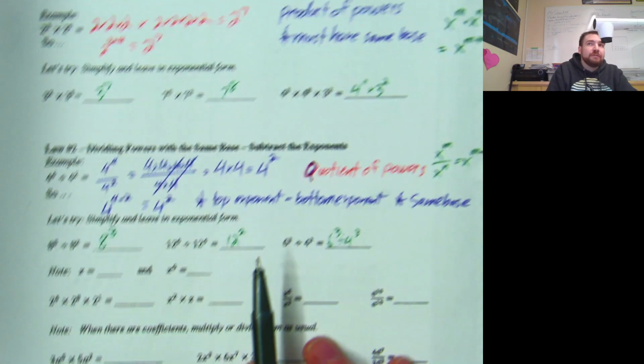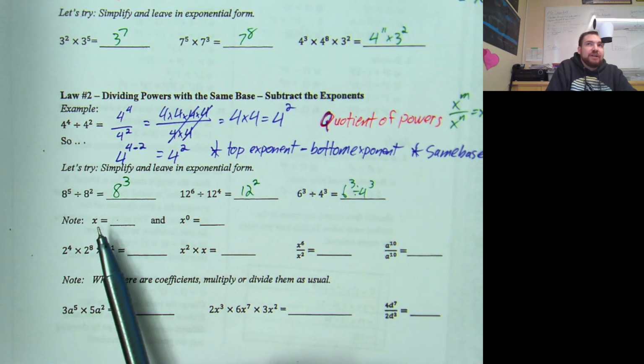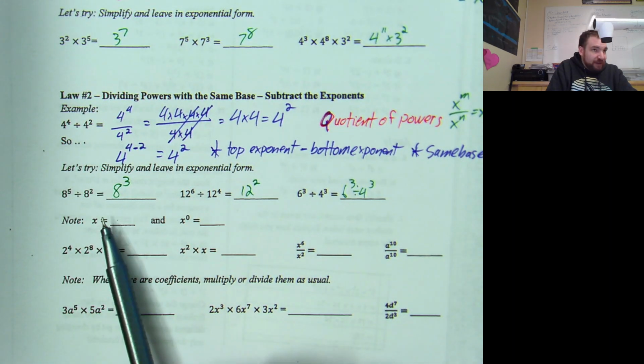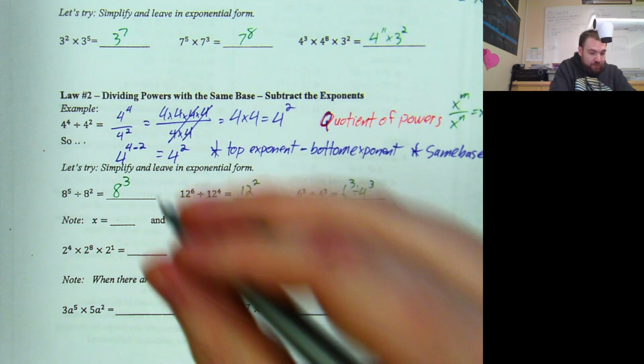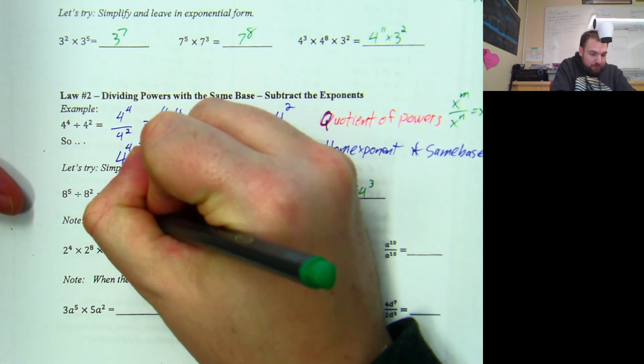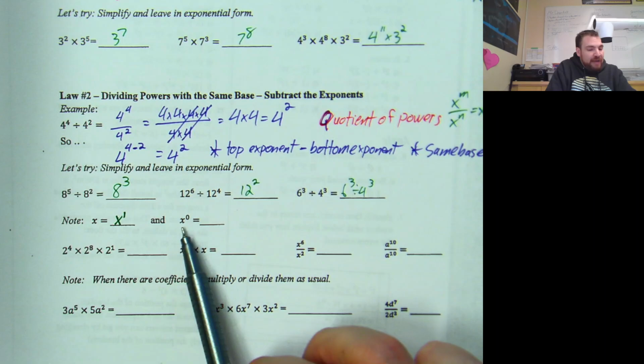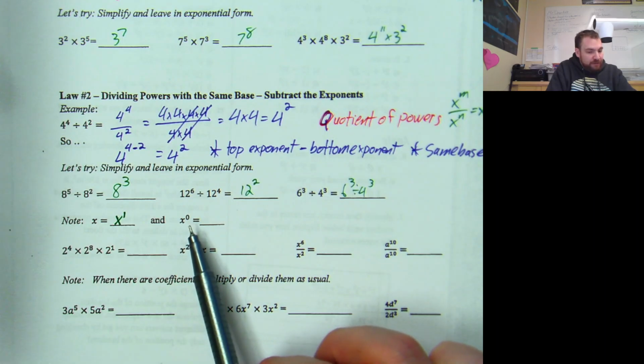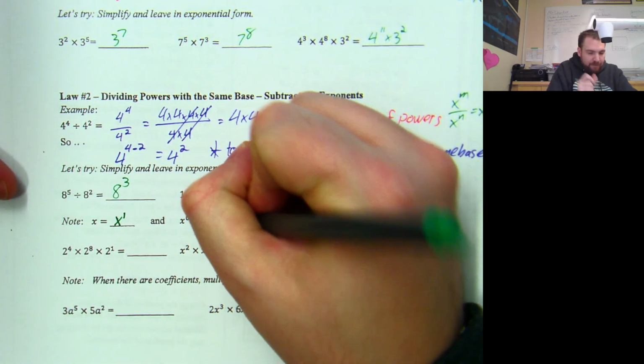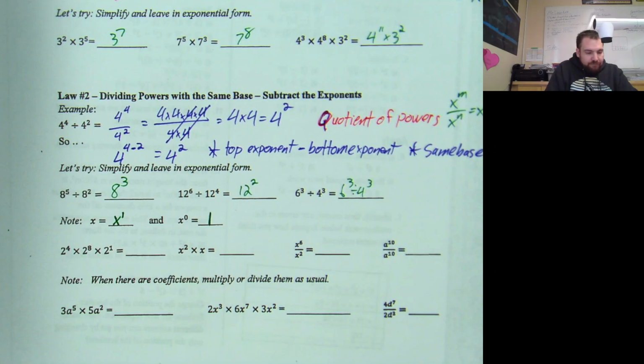As a note, if there is no exponent there, what is the exponent that we assume is there? This is x to the power of what, if there's nothing written? 1. Thank you. And I've already shown you anything to the power of 0 is 1. Okay, cool. So using these two exponent laws, what's this one going to be?